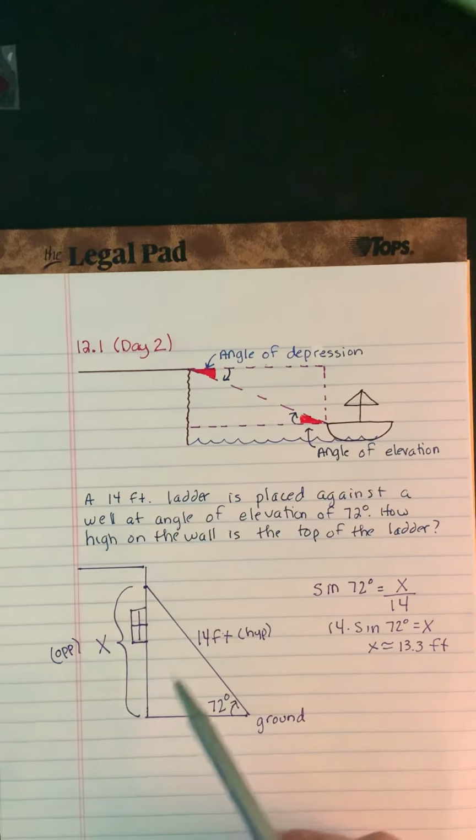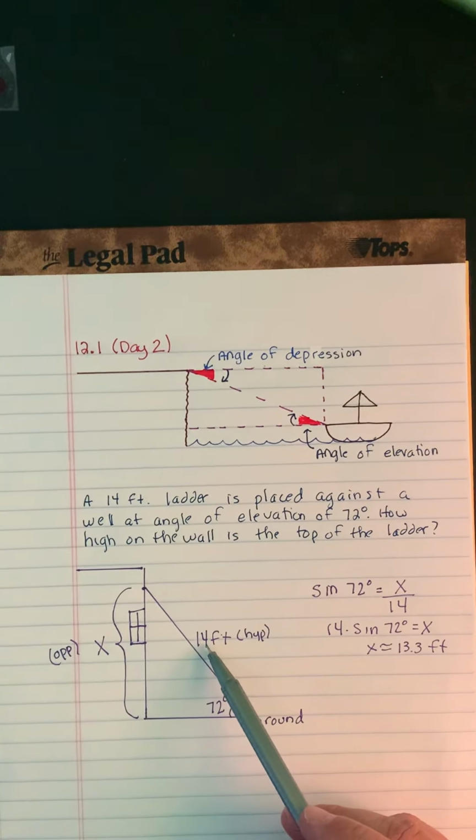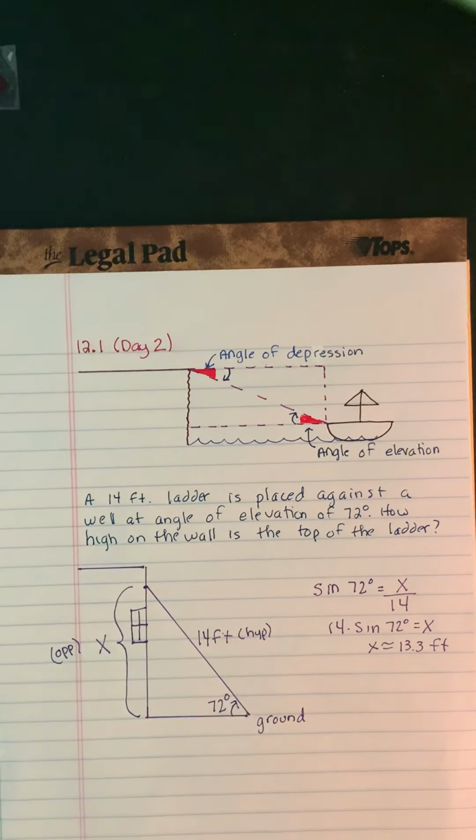Now a little check. You know the hypotenuse always has to be the longest side. So if you got an answer bigger than that, then you know it can't be right. So that's one thing that can be very helpful when you're doing this.